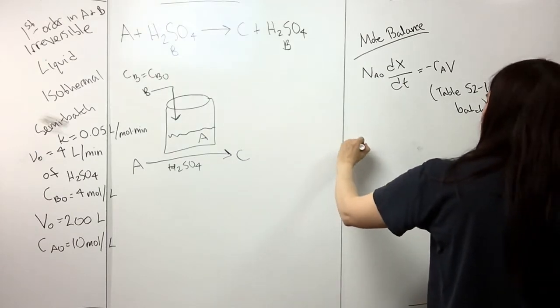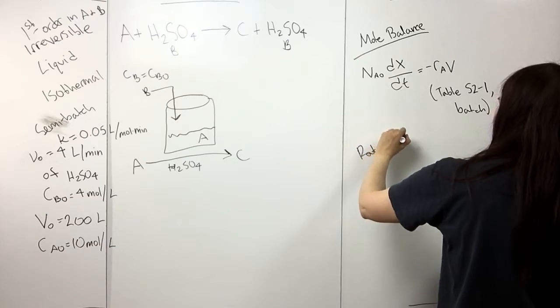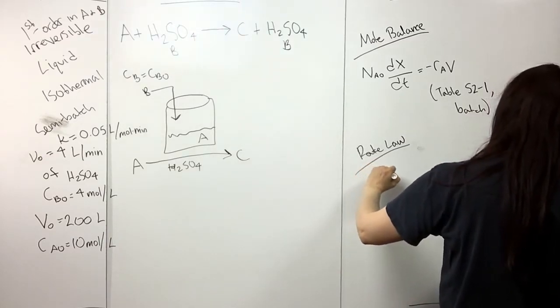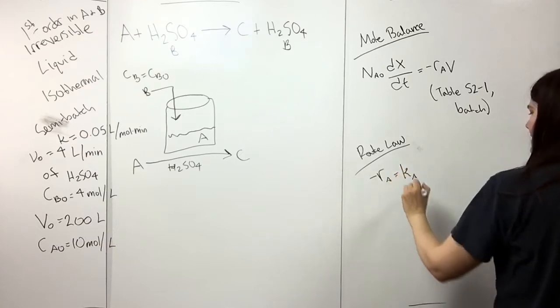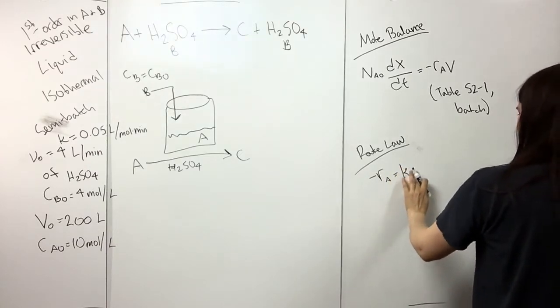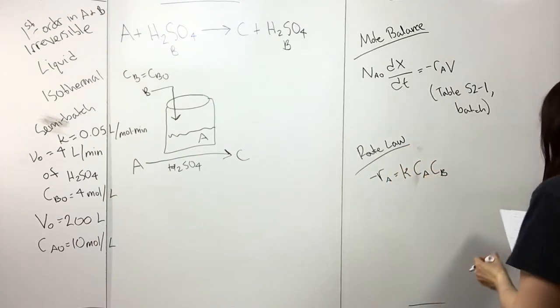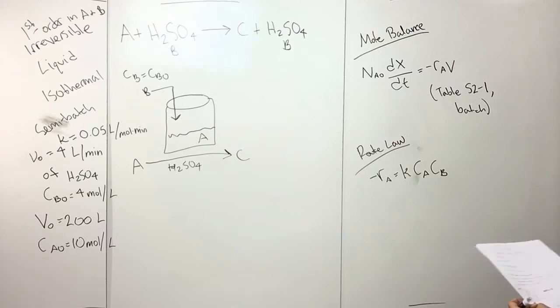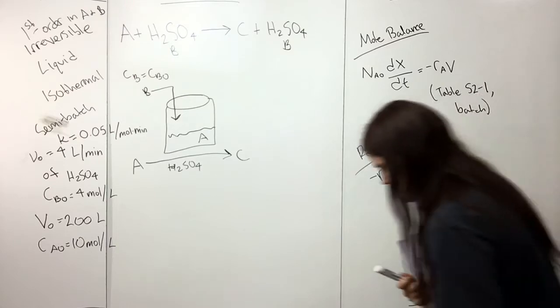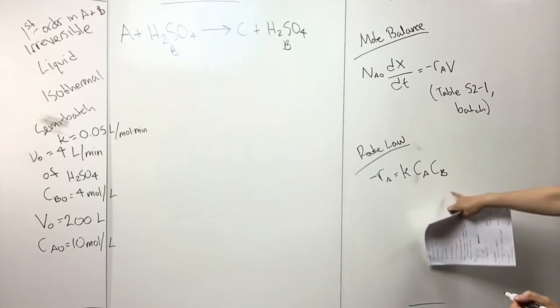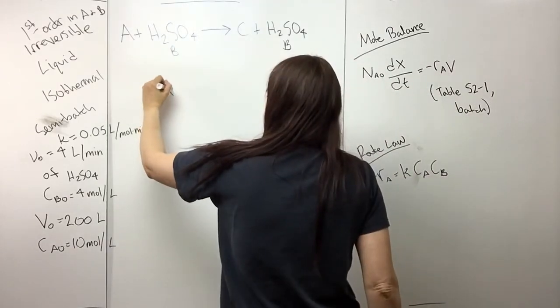And so then the next thing we need is a rate law. It says it's first order in A and B. So we know that the rate is equal to K, so K C A C B. And I'm going to erase some stuff real quick and then do the stoichiometry. We need an equation for CA and CB, so we get that from the stoichiometry.